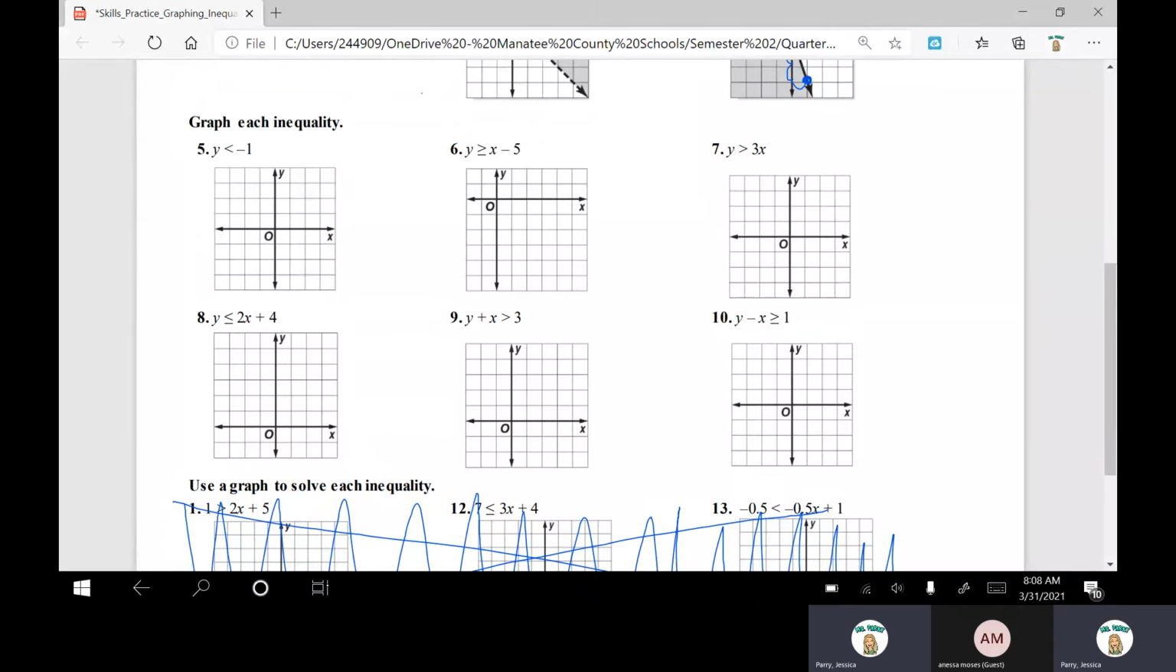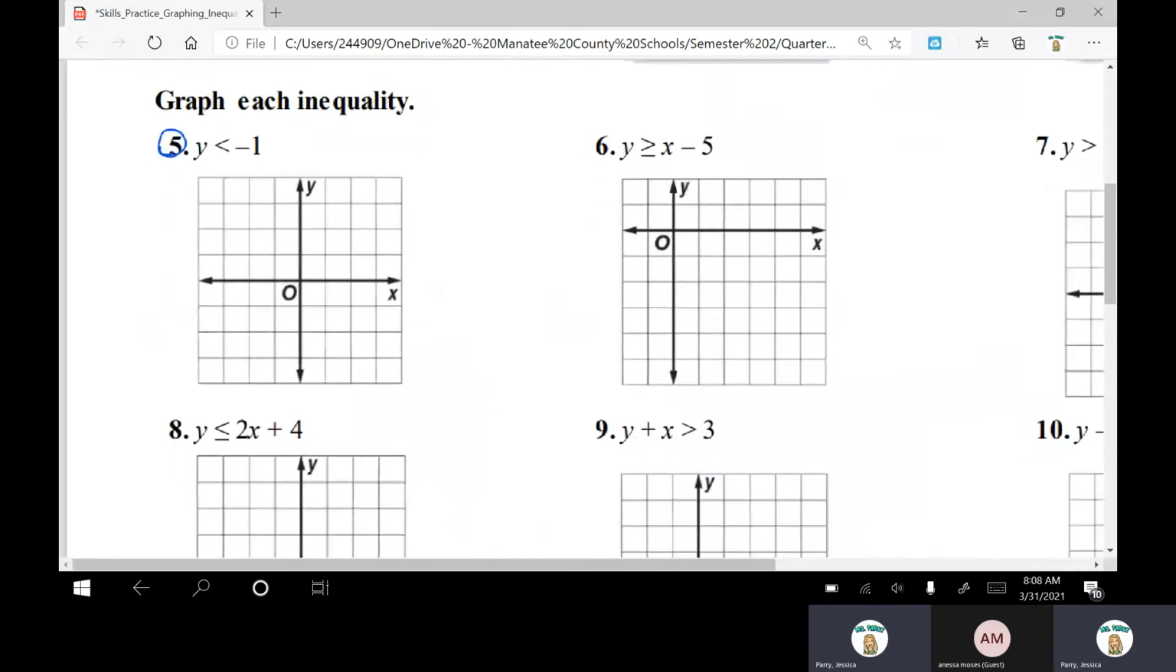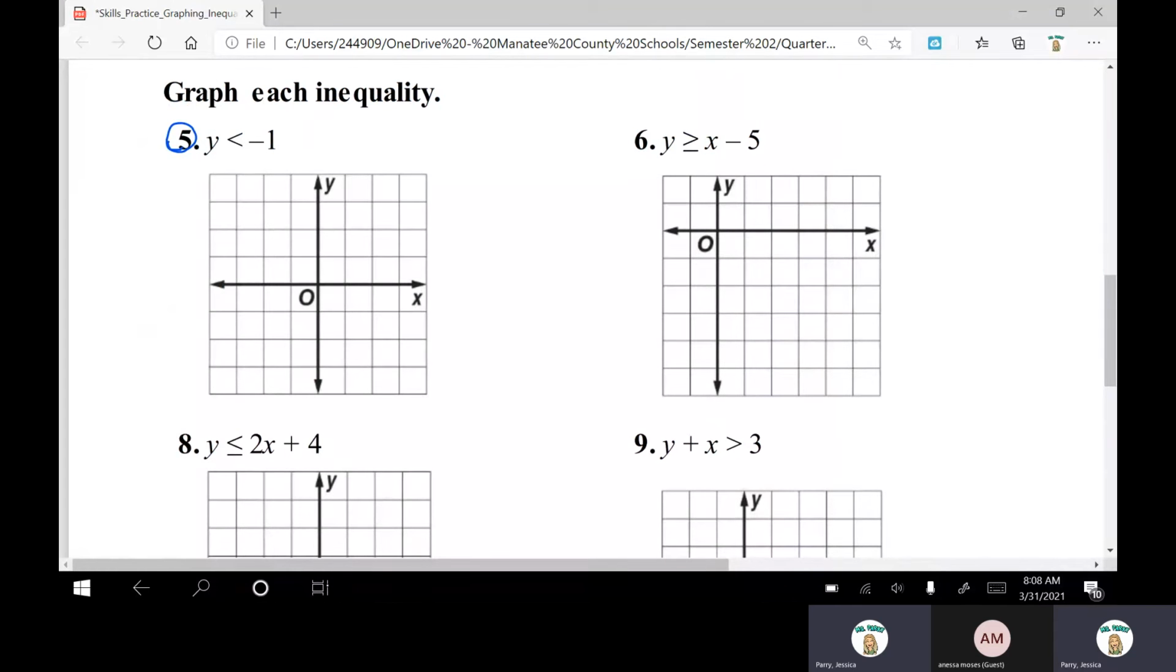Directions: graph each inequality. I'm going to do 2 of these with you guys. First one we'll do is number 5 because that's a weird one. Alrighty, number 5. It's either going to be a vertical line up and down or a horizontal line side to side, left to right. Okay, because we only have one variable, y, and it says less than -1.